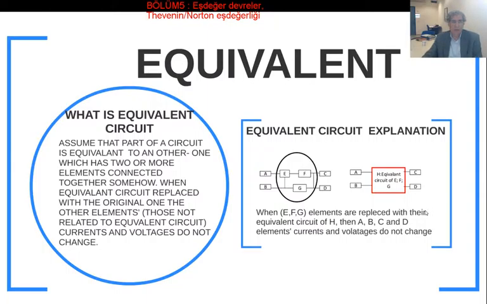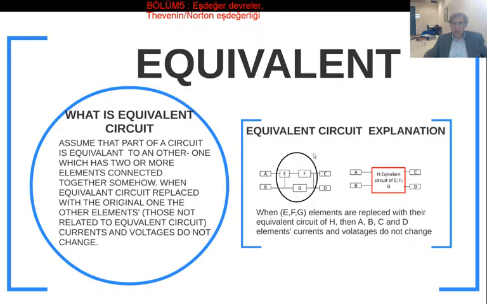What is an equivalent circuit? Assume that part of a circuit is equivalent to another one, which has two or more elements connected together somehow. When equivalent circuits replace the original one, the other elements, those not related to the equivalent circuit, their currents and voltages do not change. Maybe it is not that clear when you read it the first time, but if you read this one by looking at this picture as well.